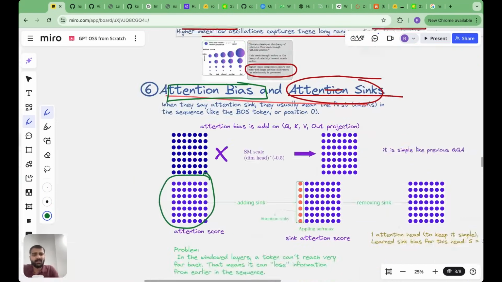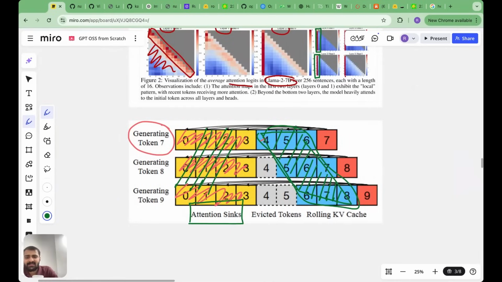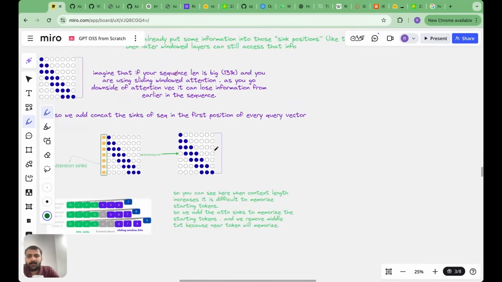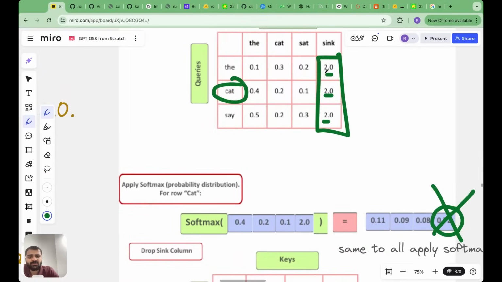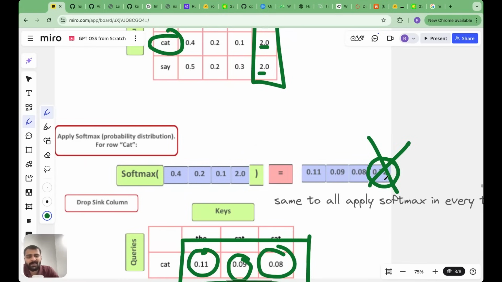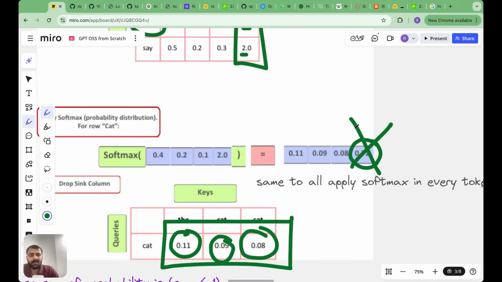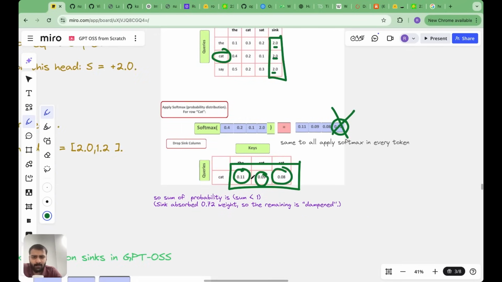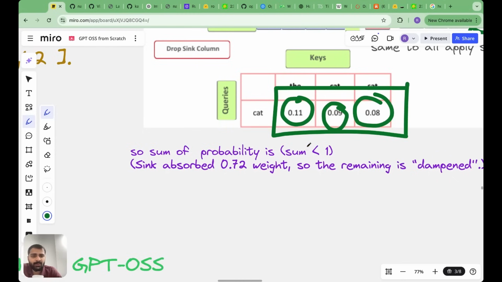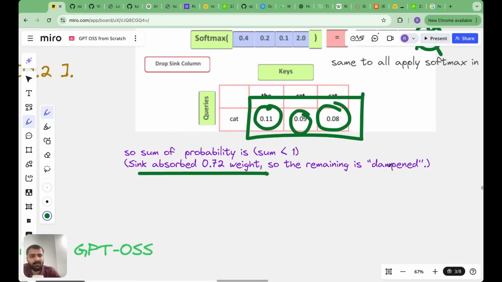So the way to do that is that instead of adding separate tokens as sinks, we can add bias terms to the attention score matrices. We take the softmax with this added bias term, let it absorb some probability which was not needed anyways, and then we get rid of that term. So what remains are these undiluted attention scores. They don't sum up to 1, but that's fine. Why don't they sum up to 1? Because the sink has absorbed some weight or some probability, so the remaining is dampened.